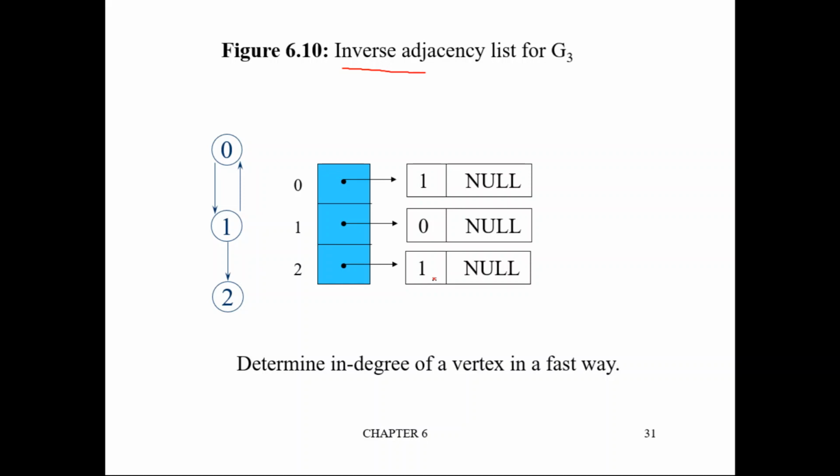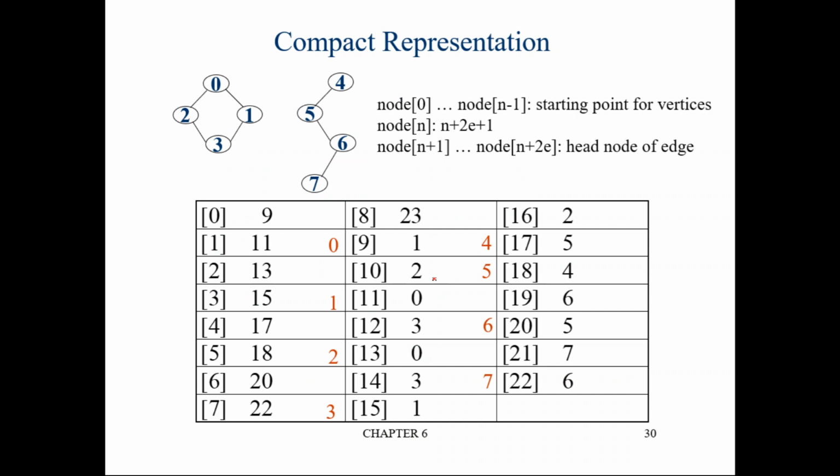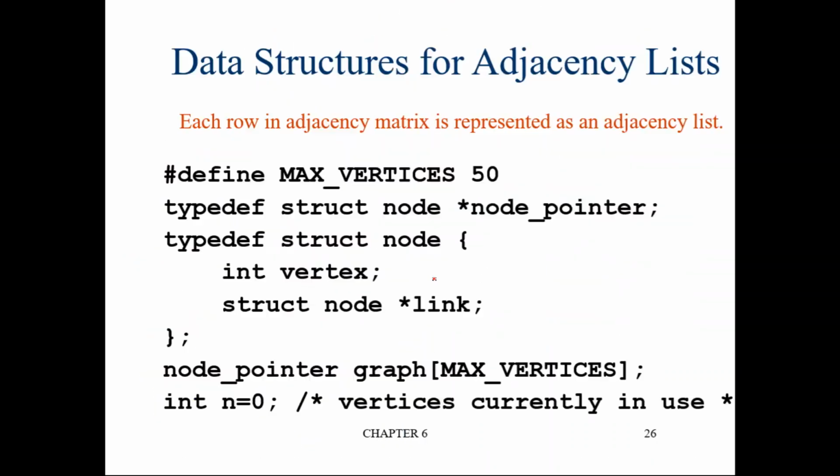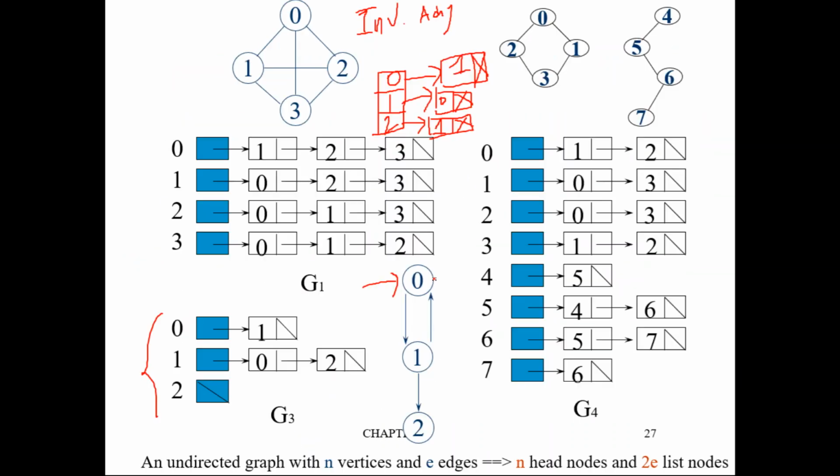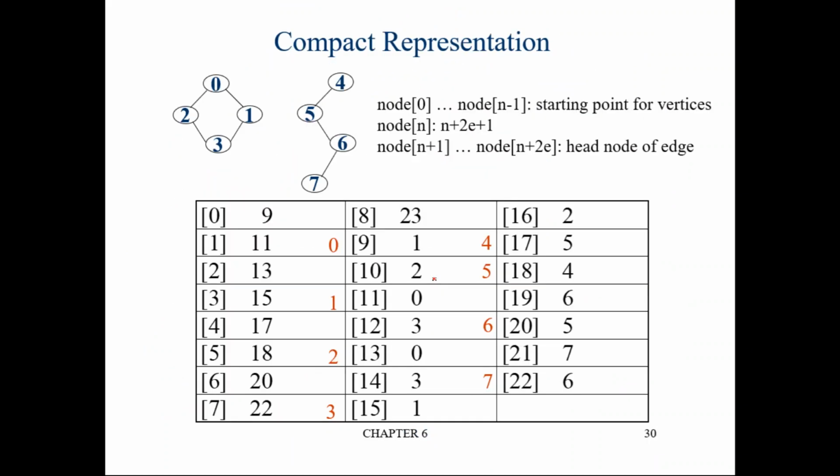Normally we represent the adjacency matrix in terms of outgoing edges. But if you want to frequently use the incoming edges, if you want to calculate the incoming edges, then you can represent it in this inverse adjacency type. So this is how we represent an adjacency list using linked list. Another way of representation is using arrays.